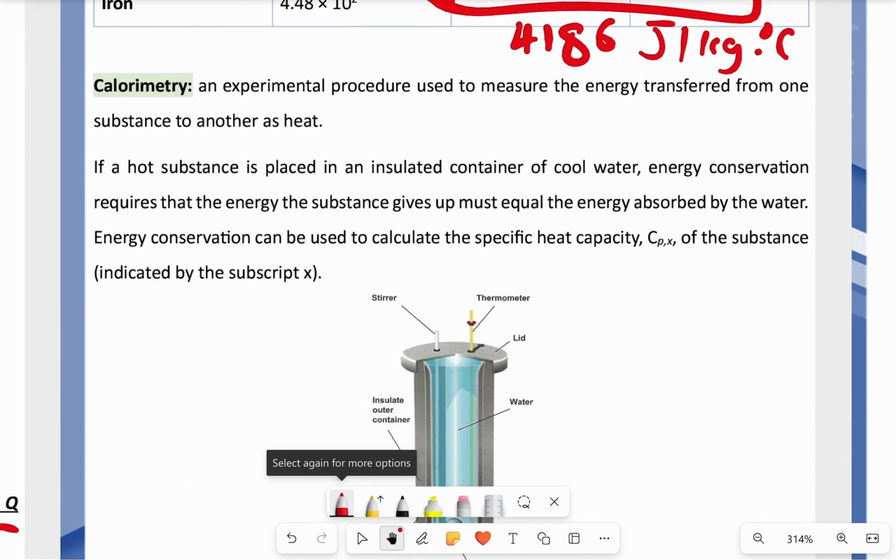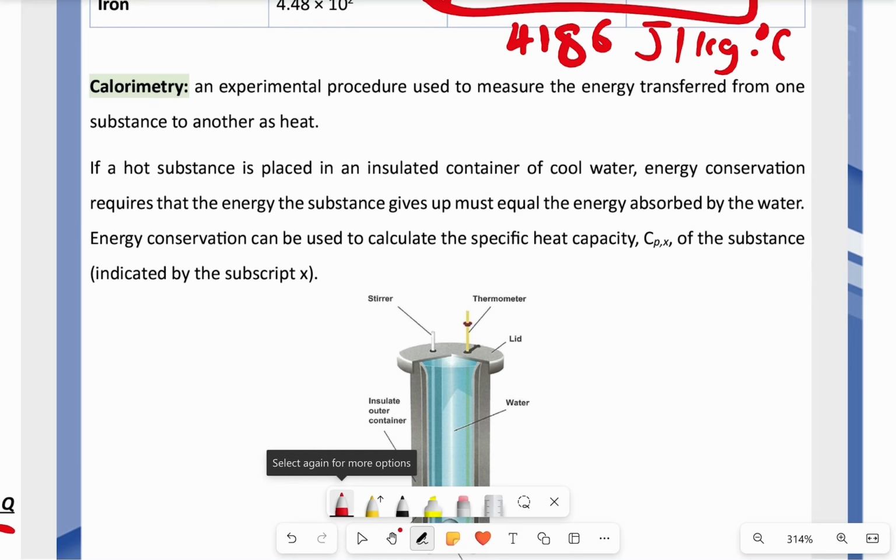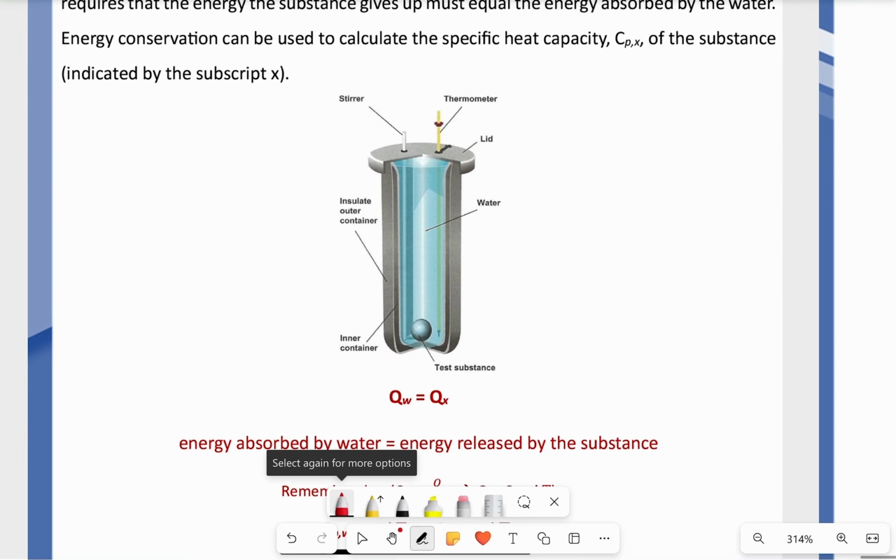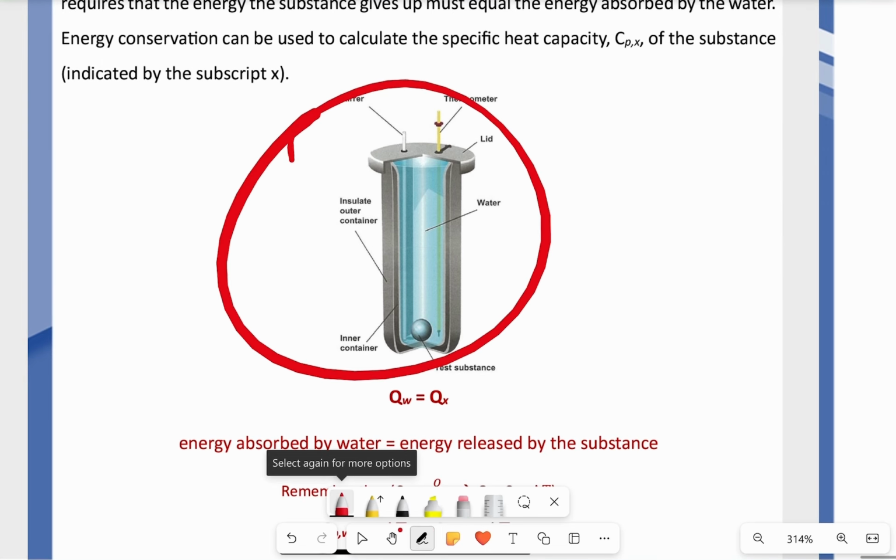We have calorimetry. Calorimetry is the study of heat transfer, basically. It helps us measure how much heat is gained or lost by an object or a substance. Scientists use a special container called a calorimeter. For example, if you put a hot object in cold water, calorimetry helps us to calculate how much heat the object gives to the water.